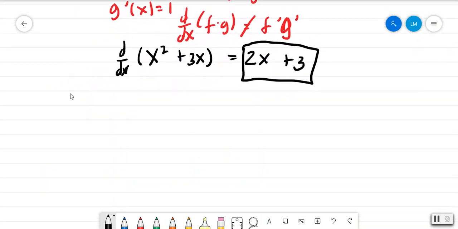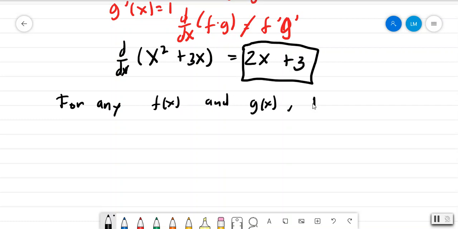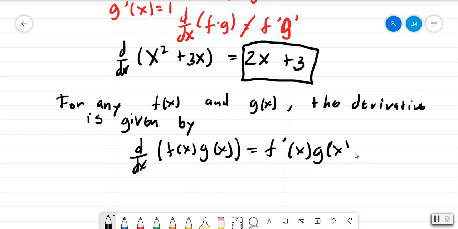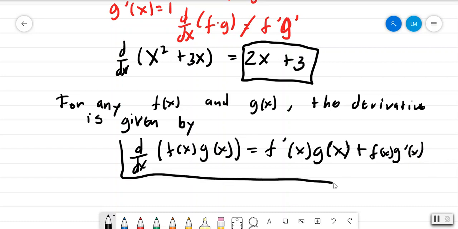Now, the way that we can find the derivative of a product, or any product for that matter, is by saying for any f of x and g of x, the derivative of f of x times g of x is going to be equal to f prime of x times g of x plus f of x times g prime of x. Now, this is what we call the product rule.